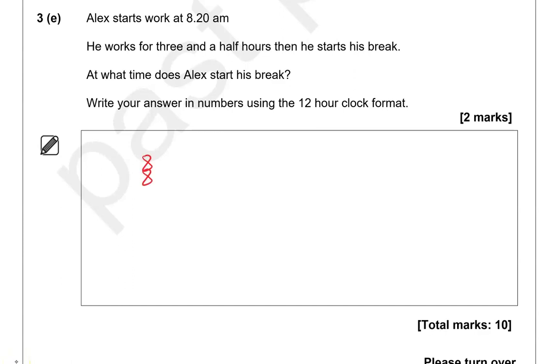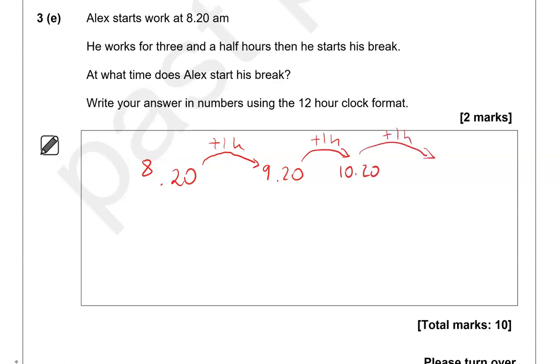So, starting at 8:20, if you add 1 hour, that will be 9:20, another hour, that will be 10:20, and another one, that will be 11:20. So that's 3 hours added. Now half an hour. If you add 30 minutes to 11:20, that will be 11:50 a.m.